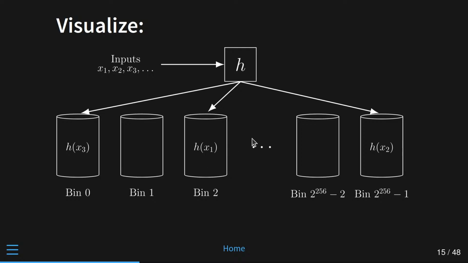So this is how I think of this. Given some file, I figure out what bin it goes into. That bin has a number on it. That number is the hash value. You can think of it other ways. Okay, so that's what we're trying to do.